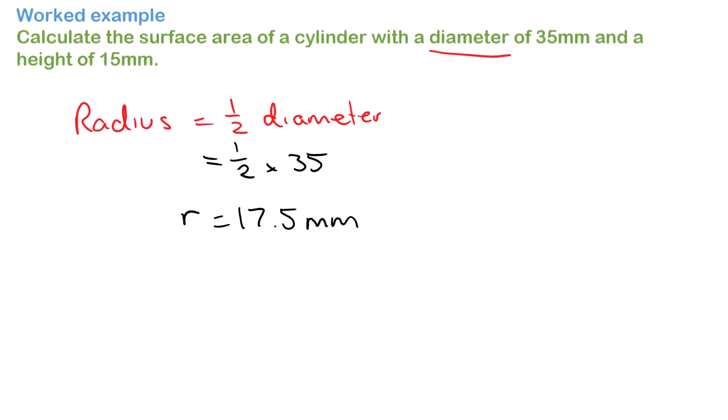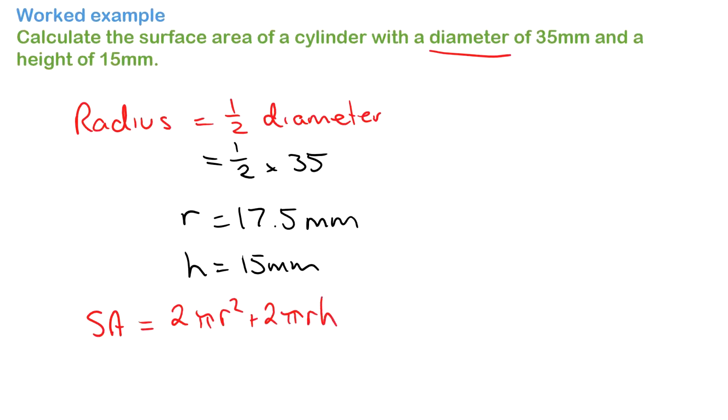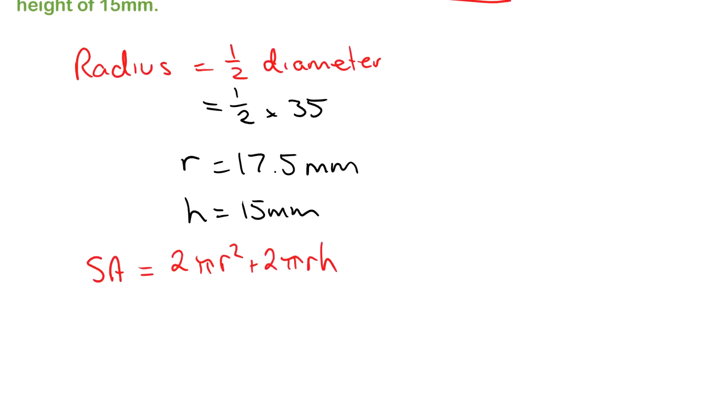I already know my h value is 15 millimeters. So what I can do now is write down my formula. So surface area equals 2 pi r squared plus 2 pi r h. And what I can do now is substitute in all the known values that I've been given. So 2 times pi times 17.5 squared plus 2 times pi times 17.5 times 15.